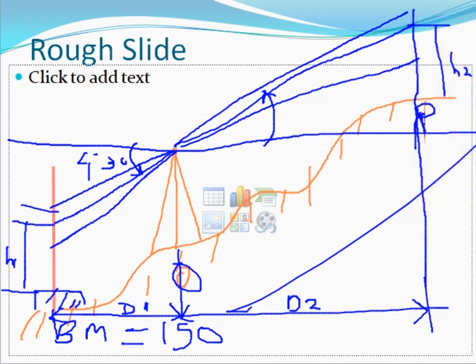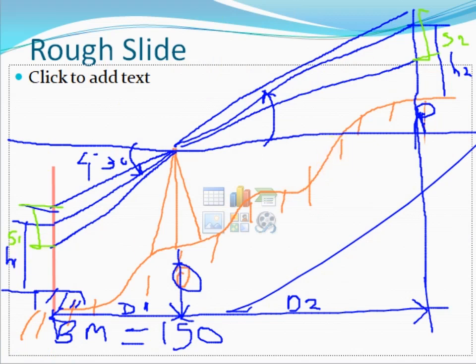Now I change the staff intercept color. This is your staff intercept, top reading minus bottom reading, S1. We already know how to calculate S1, and H we also know. Then this is S2. You remember that, S2. These are vertical angles, and you have to find the distance d. This is how you can draw the figure, remember that.